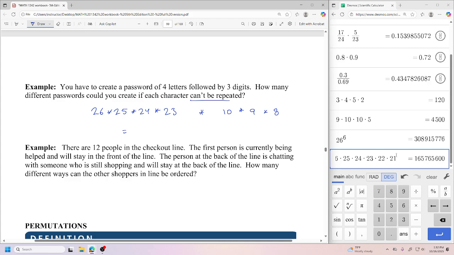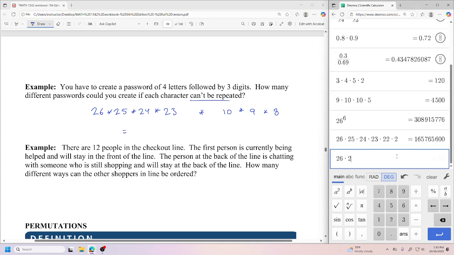Calculator, once again. Here we go. 26, 25, 24, 23, and then I got 10, 9, and 8. These are some really big numbers.